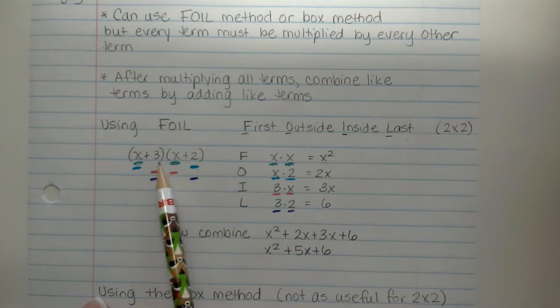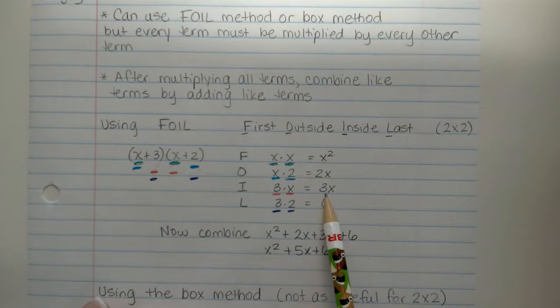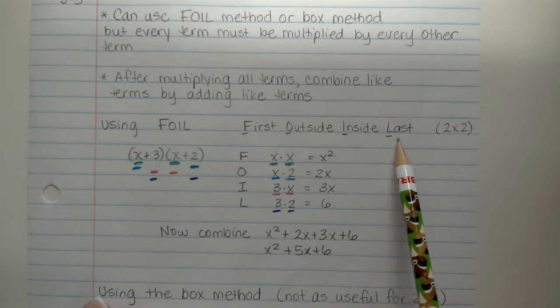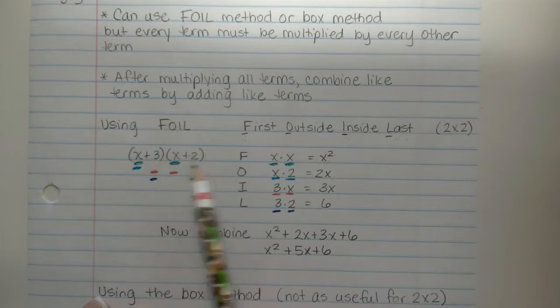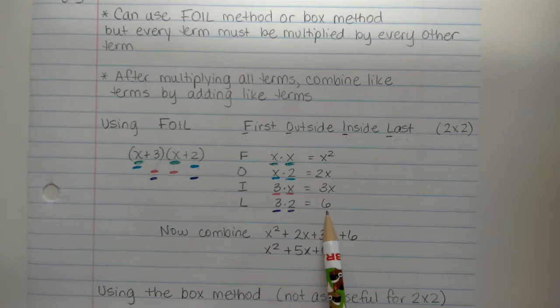The inside terms are the ones on the inside of the parentheses. 3 times x, those are in red, so the 3 times x would be 3x. And then the 2 last terms. This is last in this parentheses, and this is last in this parentheses. So the 2 purples get multiplied together, and you get a 6.